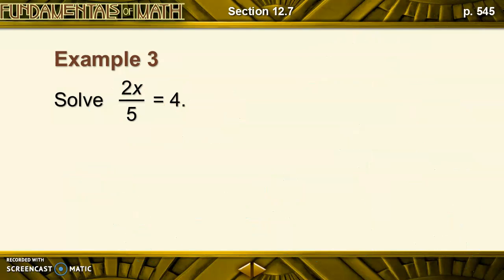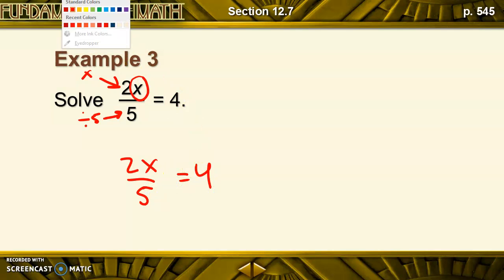We're going to do this one. Kind of works the same way. Circle our variable, and he has 2 buddies. We're multiplying by 2, and we are dividing by 5. So if I have 2x over 5 is equal to 4, which one do I get rid of first? Now, technically it doesn't matter, but what I like to do is get rid of the division first.